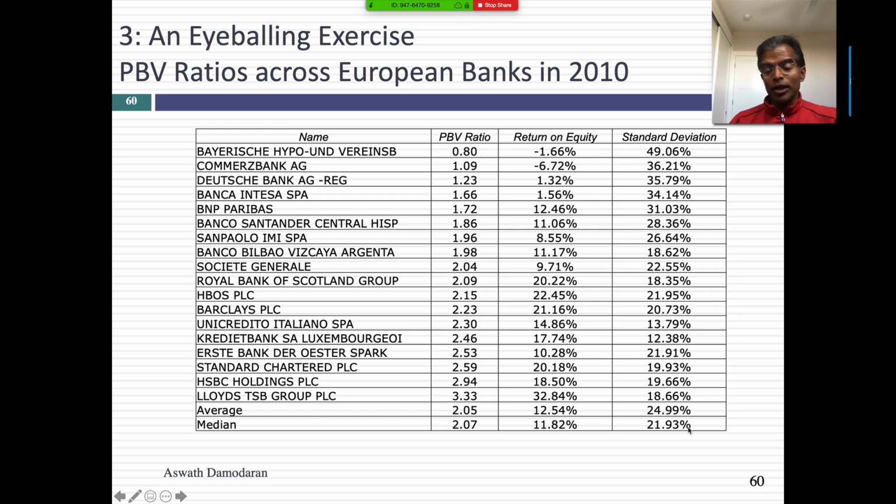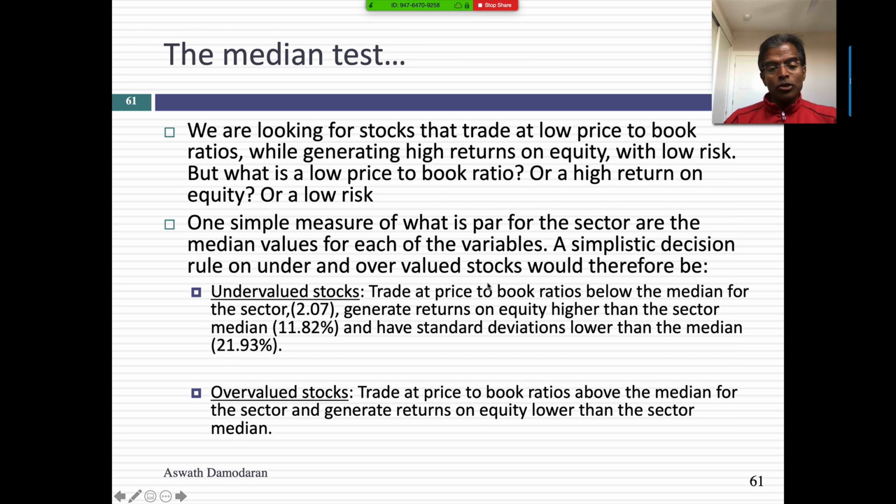But then I need a third screen. I want a standard deviation less than the median or more than the median? I want less risky stocks, low price to book, high return on equity, and low risk. So basically, I want a stock that trades at price to book less than 2.07, a return on equity greater than 11.82%, and a standard deviation less than 21.93%. I don't find a single company here that'll meet my requirements. In fact, the closest I might get is Royal Bank of Scotland, and even it has a price to book slightly above the median.